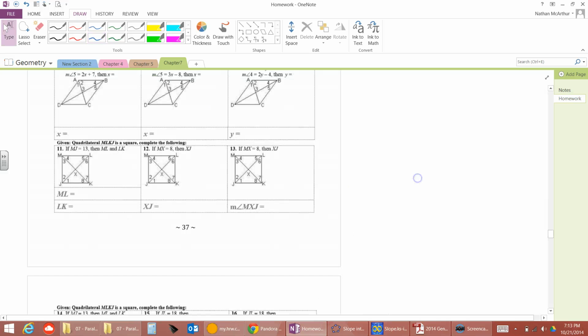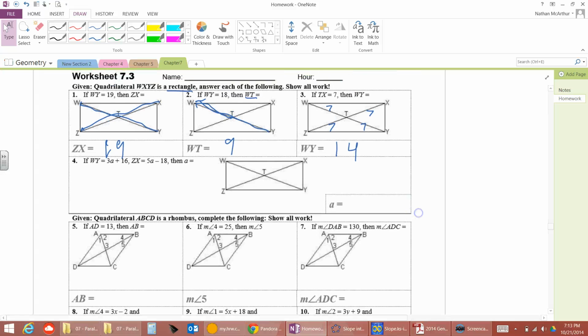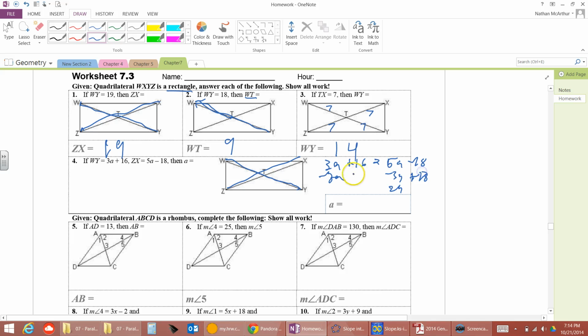I like this next one. We say WY. That's this piece right here. And then we're talking about ZX, which is this diagonal over here. We know the diagonals are congruent to each other. So I come over here and I say 3a plus 16 is equal to 5a minus 8. Well, I subtract 3a, subtract 3a, I get 2a here. I add 18, and I add 18, and I end up with 34. And that equals 2a. Divide by 2, divide by 2. A equals 17.